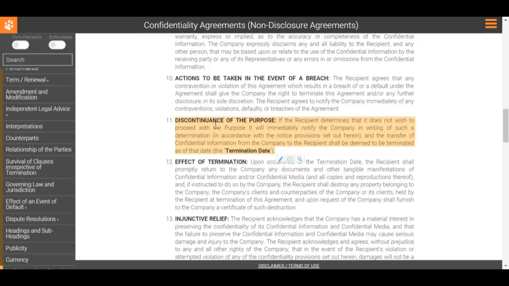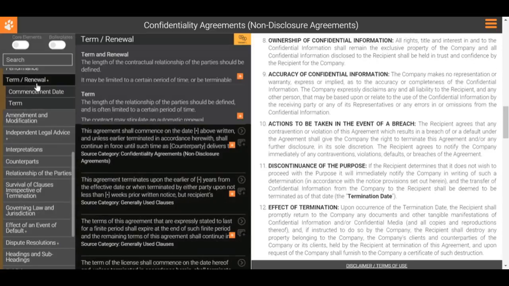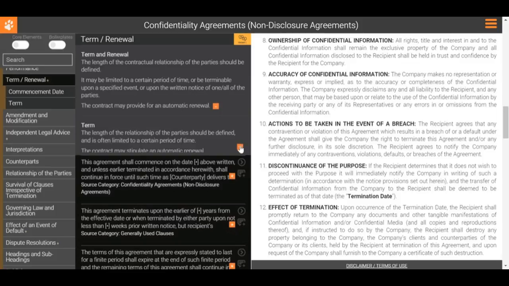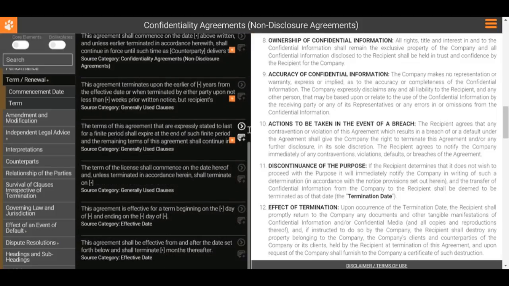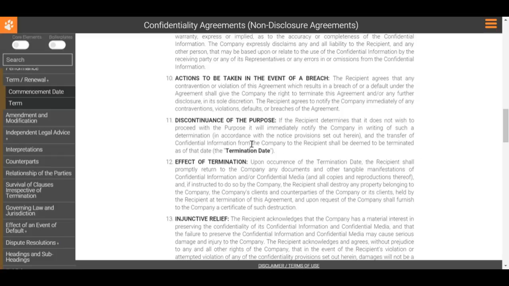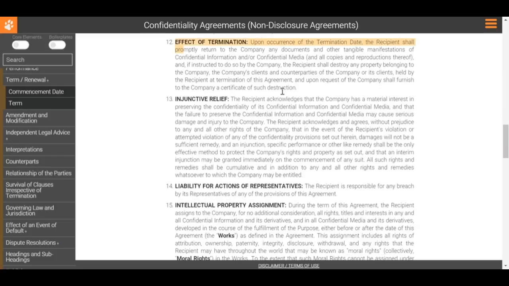So the term and termination clauses would be set out within the effective date and some sort of termination. And we've supplied you with sample term and termination, explanatory drafting points, as well as sample clauses. The effective termination is another important clause, and this clause sets out what happens to the confidential information once the agreement is terminated.